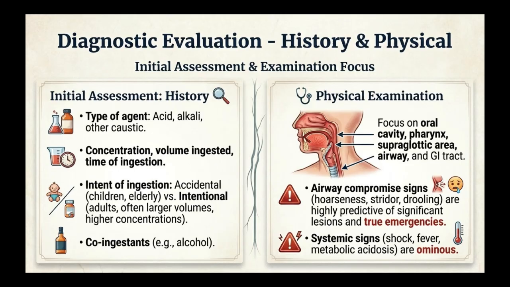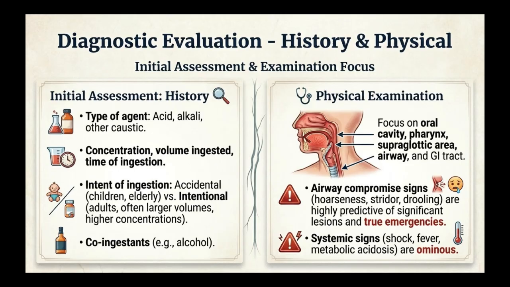Metabolic acidosis, indicated by acidemia and hyperlactatemia, can signify significant tissue injury or direct acid absorption. Hydrochloric acid ingestion may cause a non-anion gap metabolic acidosis, while other acids like sulfuric acid can lead to an elevated anion gap metabolic acidosis. Alkalis typically cause lactic acidosis due to tissue necrosis rather than systemic absorption.